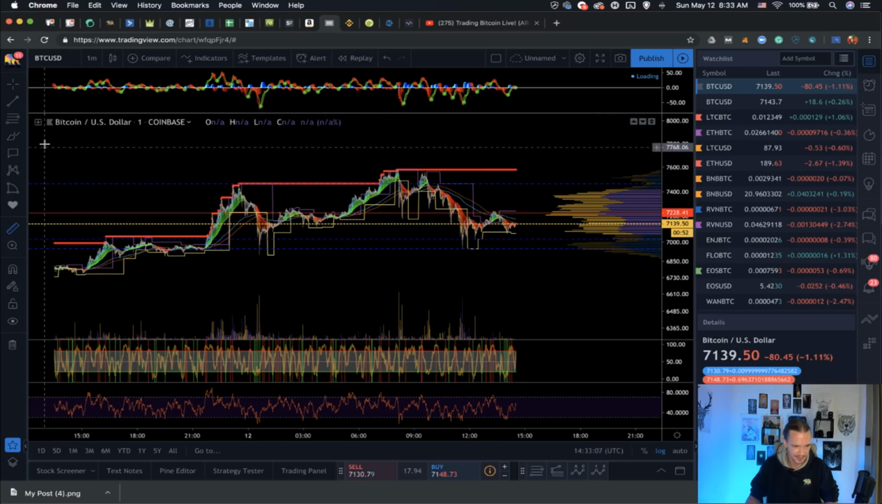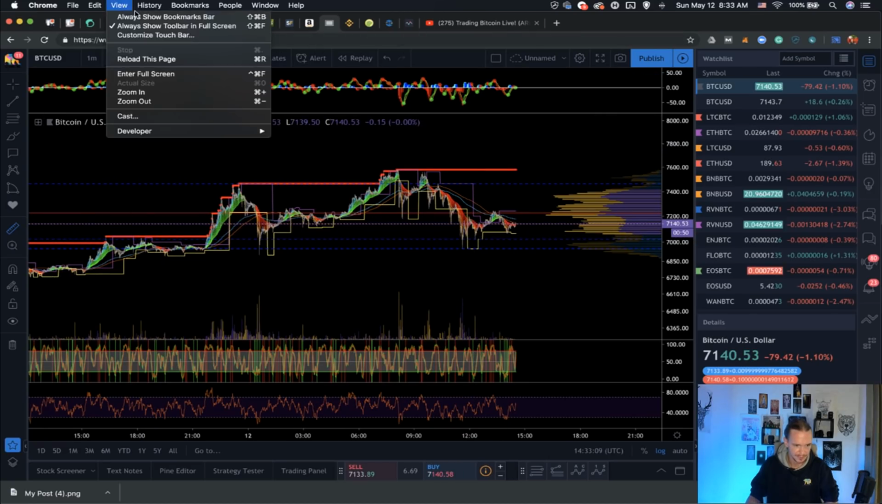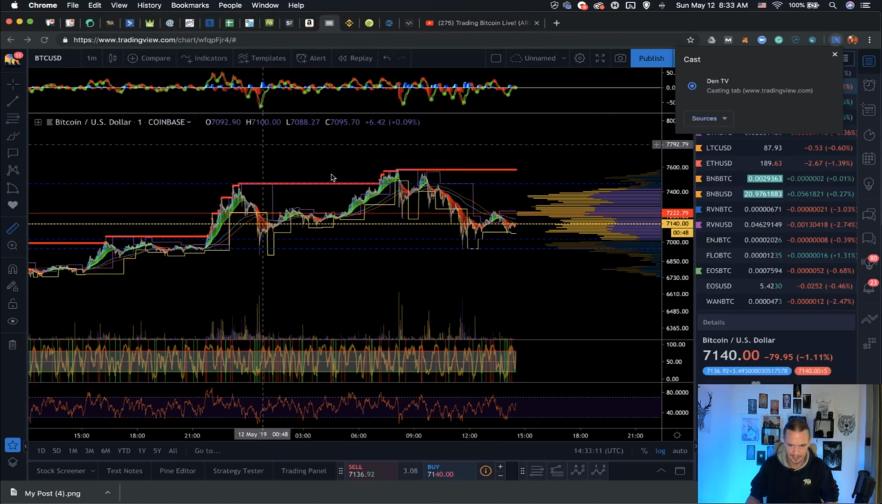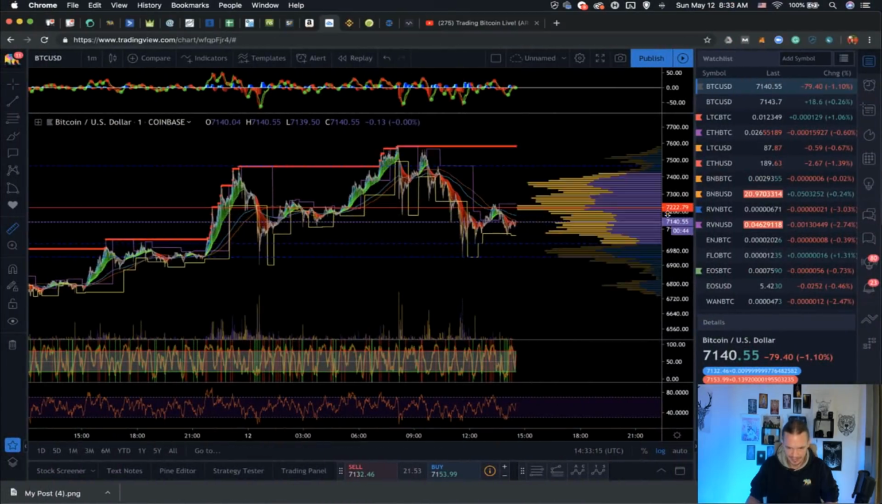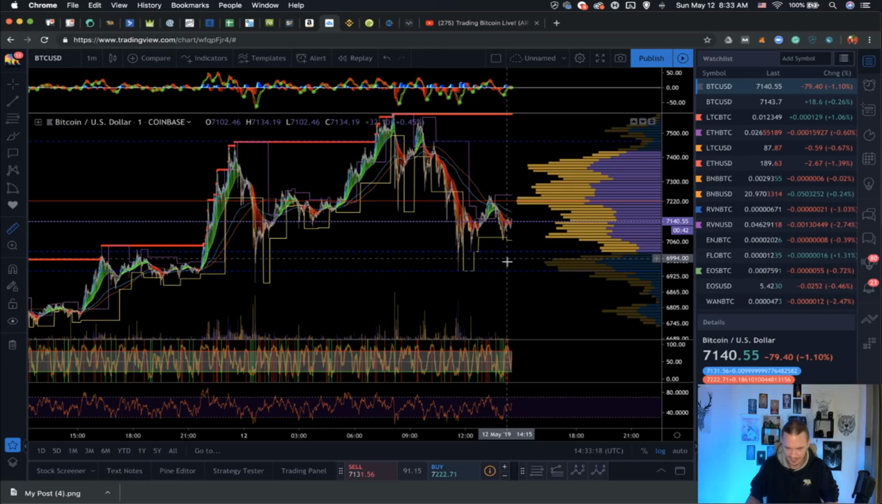We're testing major areas of support. Let's actually stop view casting. Actually, this could be part of the problem why it's going a little slowly sometimes. I'm trying to cast to multiple internet streams at the same time.